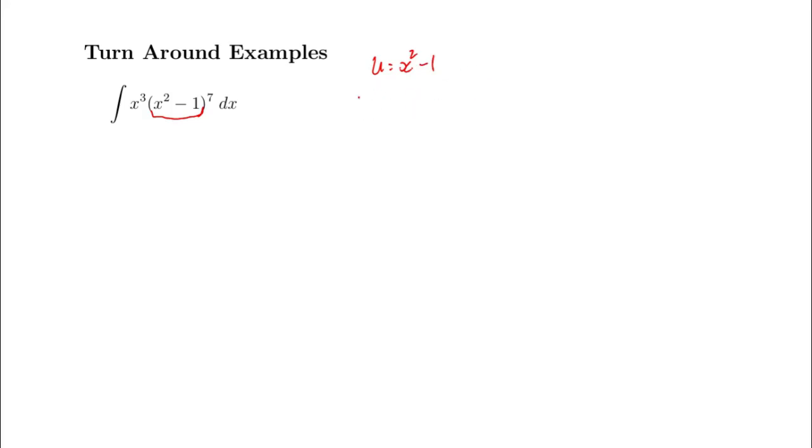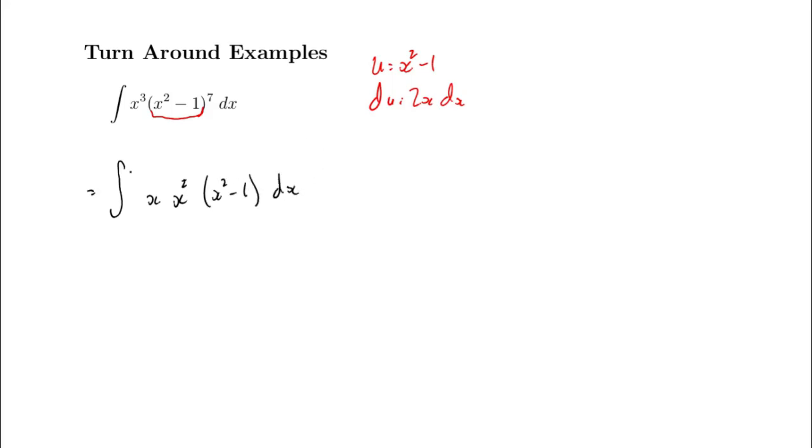du, then, that's going to be 2x dx. You'll notice that we've got a copy of x. Maybe I'll just rewrite this so we can see it. This is x squared times x. Maybe I'll put the x squared over here. There we go. x times x squared times x squared minus 1 to the 7th dx.